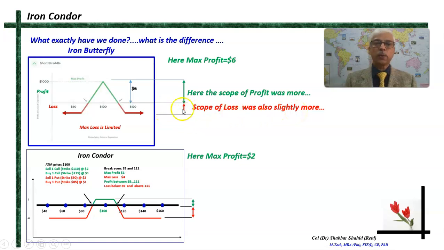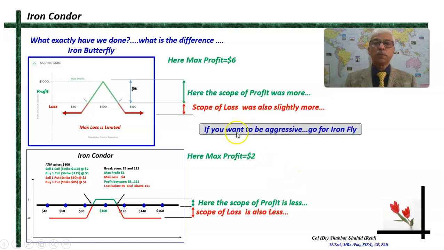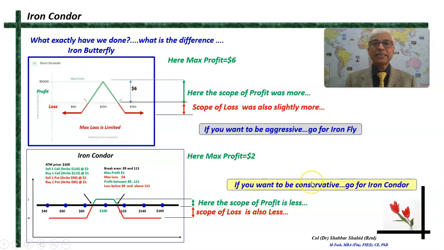How much, that we have not calculated, because that will depend upon the actual price, or what trade you are taking. But because the profit is more here, the scope of loss was also slightly more. In the iron condor, here the scope of profit is less, just $2. So in a corresponding manner, the scope of loss will also be less here. Alright. So if you want to be an aggressive trader, then you go for an iron fly or the iron butterfly. And if you want to be a conservative trader, then you can go for an iron condor.